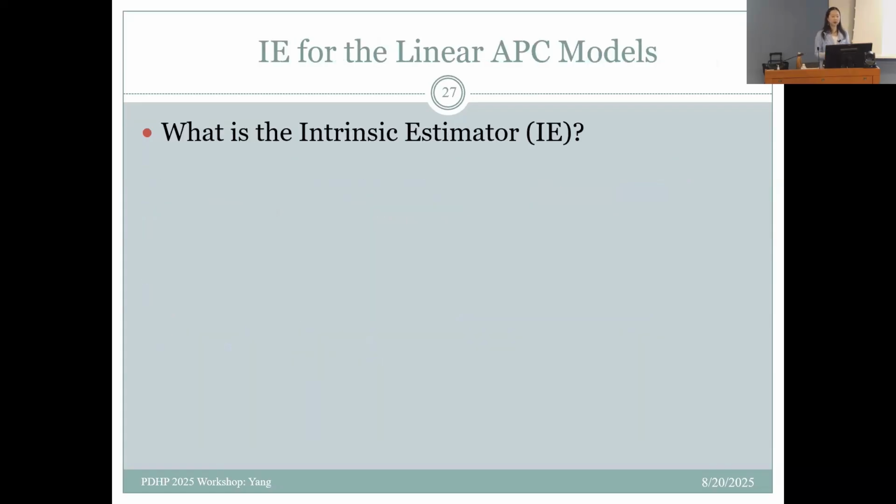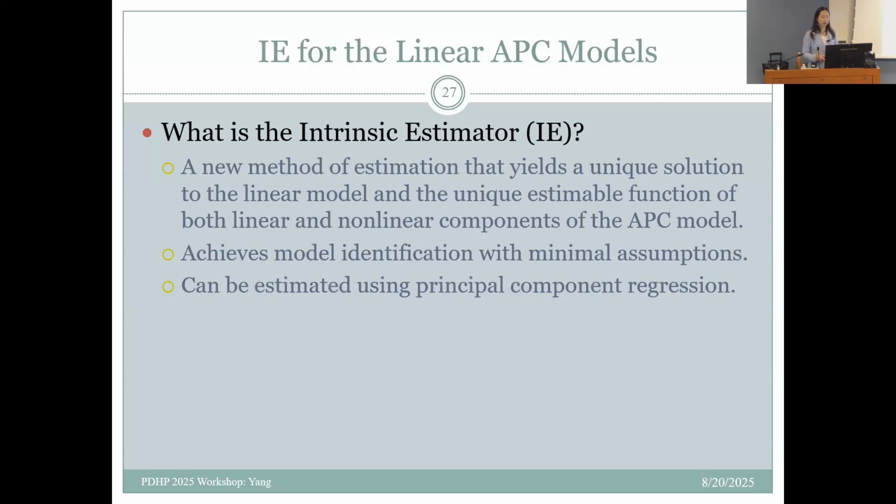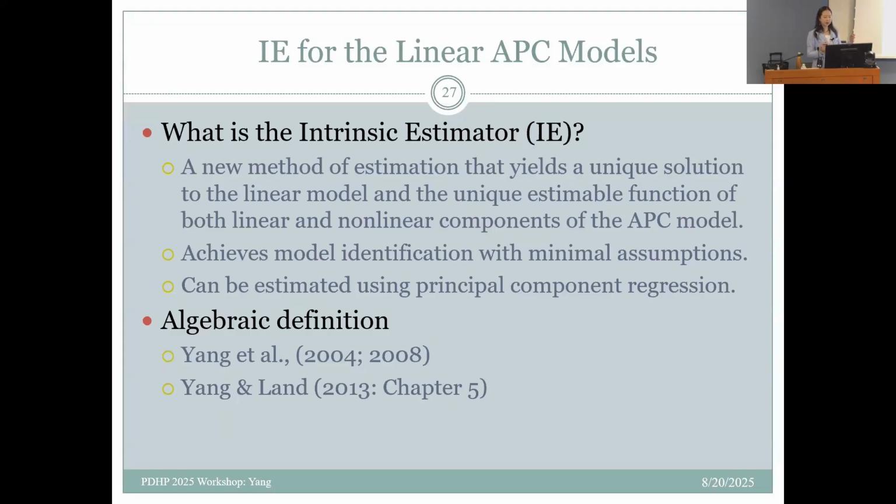And so now I will introduce a better estimation method. It's not a new model, it's still an estimator of the linear model. In that context, I introduce the intrinsic estimator, or the IE, within the linear model framework. This new method of estimation yields a unique solution to the linear model, and hence identifies the model, and is a unique estimable function of both linear and nonlinear components of the APC model. Compared to previous solutions, it achieves model identification with minimum assumptions, and it can also be easily estimated using principal component regression.